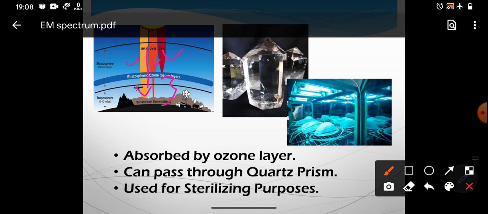Then if we want to obtain a spectrum of ultraviolet rays, we need to use the quartz prism. This is known as quartz prism. Okay, and they are used for sterilizing purposes, means for the same reason you use hand sanitizer, they are used. As you can see in this image, the masks and all are kept under the ultraviolet light to disinfect them.